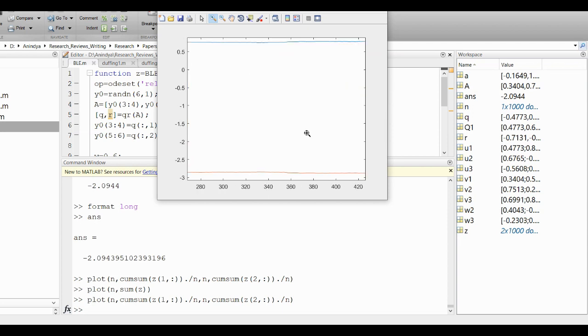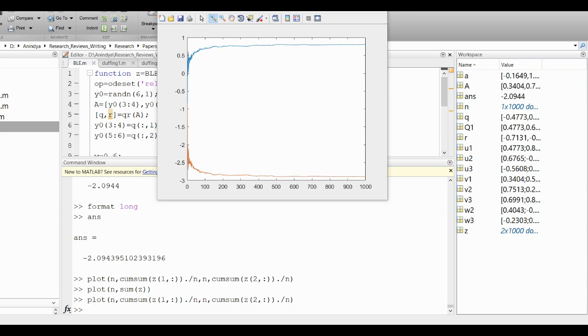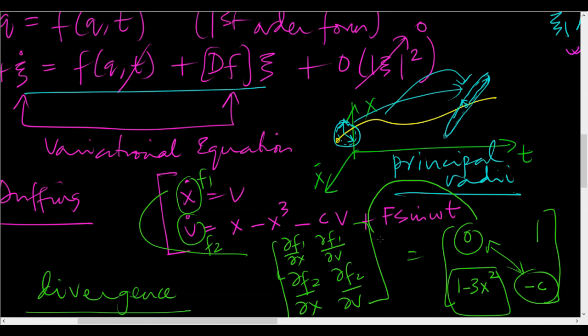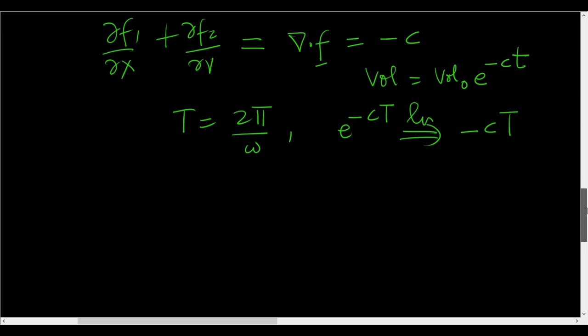That means that volumes in phase space are shrinking. Okay, they are shrinking exponentially. You will notice that neither of the two Lyapunov exponents is 0. That is because we have a non-autonomous system. It is because we have this term here. It's non-autonomous. If it was autonomous, then one Lyapunov exponent would have to be 0.